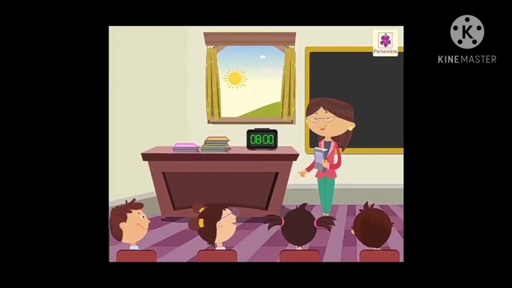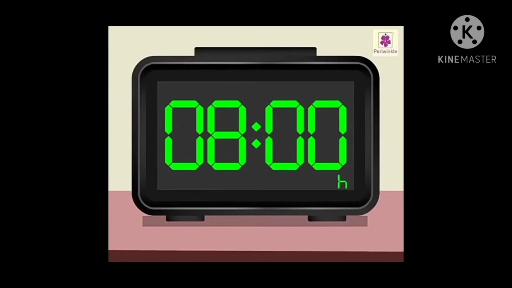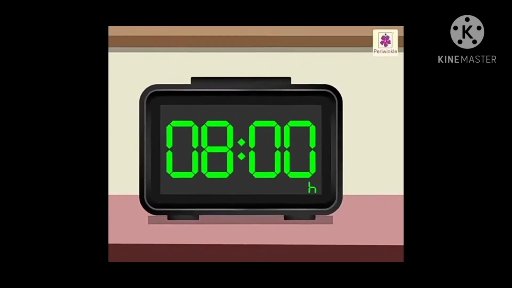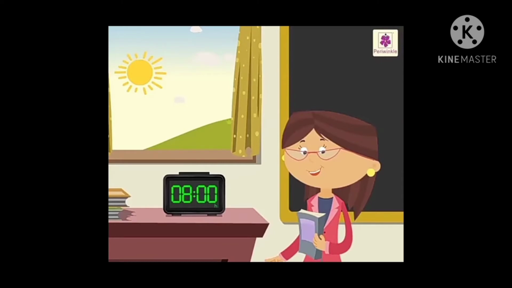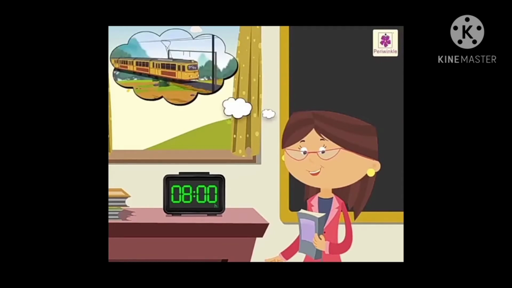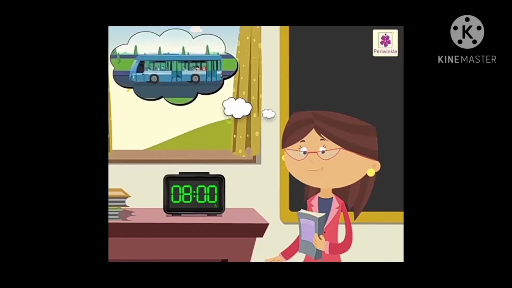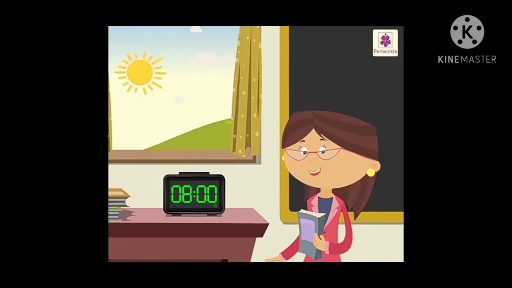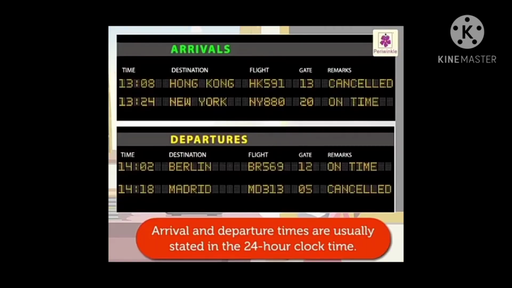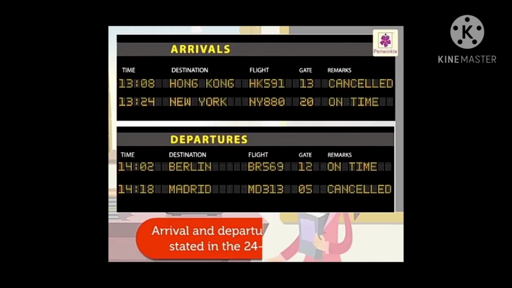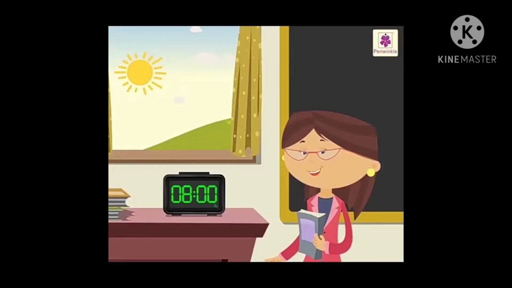So, shall we begin? Look at the 24-hour clock. It helps us to know the correct time of the arrival and departure of trains, planes, and long route buses without confusion of AM or PM. Arrival and departure times are usually stated in the 24-hour clock time. Let's understand it in a better way with an example.